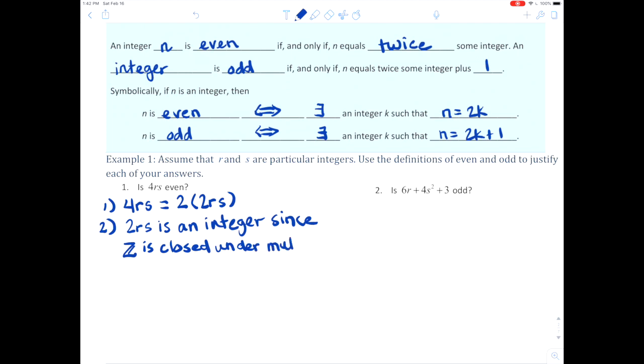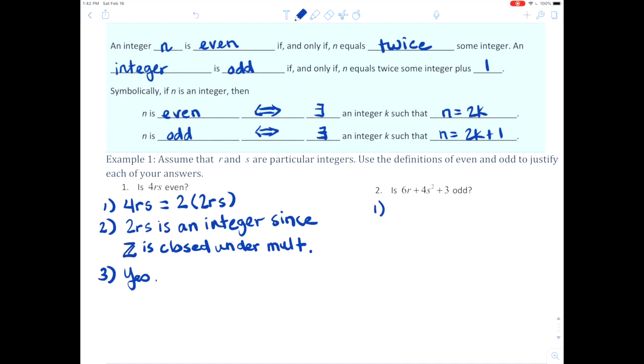Good. So, number 3, what would we say for a conclusion? We've been able to write this in the form of 2 times some integer, right? So I would say yes. Cool so far? All right, what about number 2?